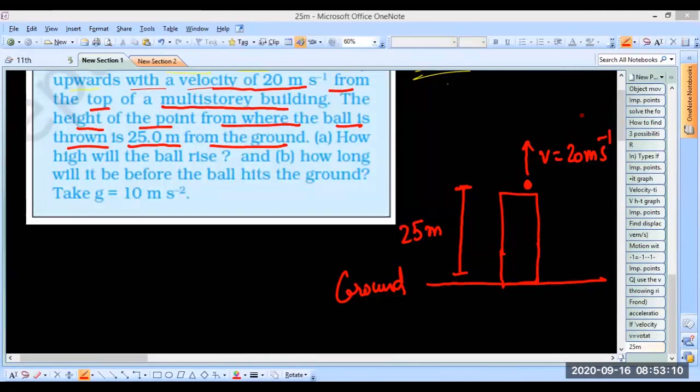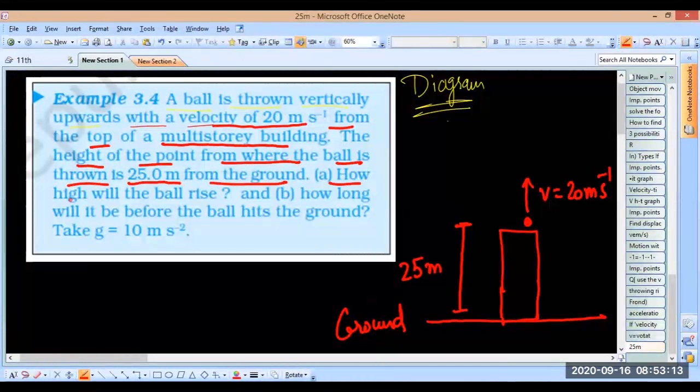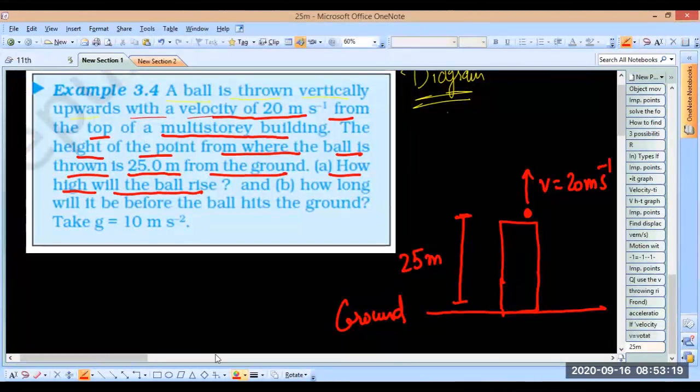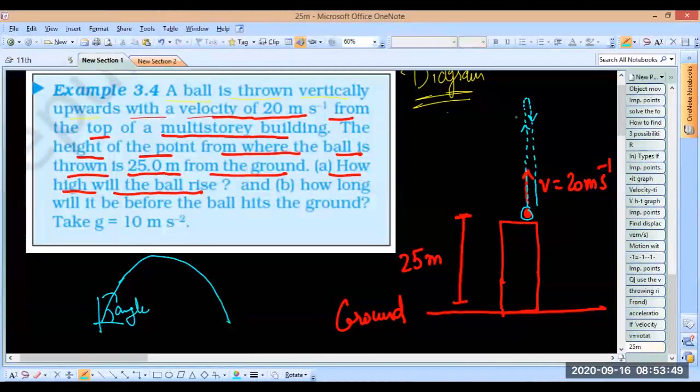Now A, how high will the ball rise? First of all, let's talk about what's going on. When you throw something straight up, it will rise straight up to some highest point and then it will fall down. Like this. It will go up and then come back. We are not throwing at an angle, so it will not go like this, because that would happen if it were thrown at an angle. But if you throw it straight up, it will go like this and then fall back to the same point.